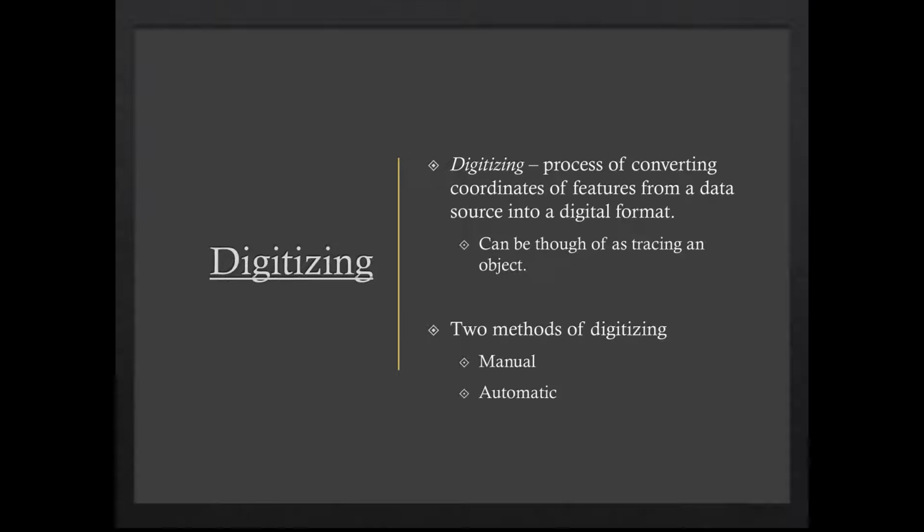The second method of digitizing, automatic digitizing, is where a computer program is trained to identify features on the input data source, and then automatically traces those features. Automatic digitizing can save a significant amount of time. However, the features need to be easily identifiable on the input data source. Training the software to identify the features may take quite a bit of time, and a human may still need to clean up errors in the automatic digitizing results.